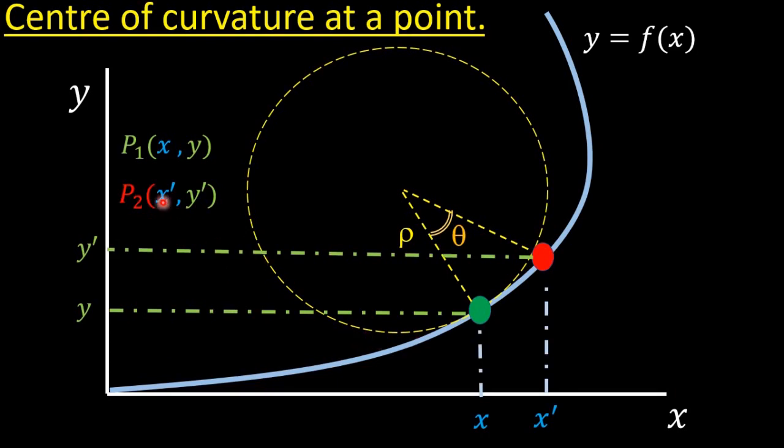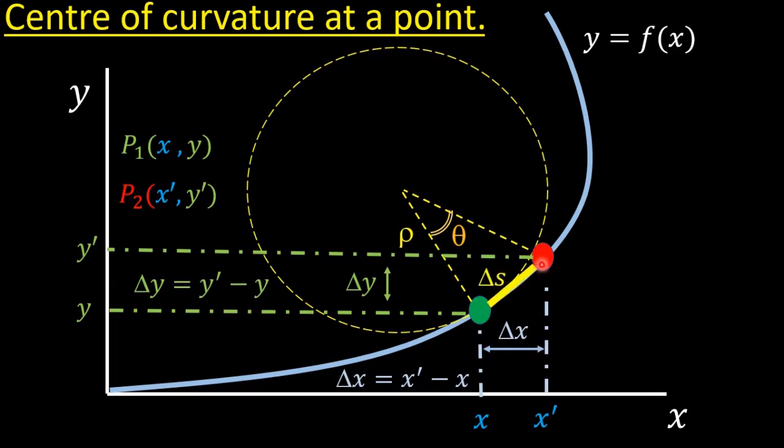So position P1 is at a distance x along the x-axis and a distance y, so x, y, and the position of this one is P2, x prime, y prime. I can also put in delta y. Delta y is going to be y prime minus y, so that'll be delta y there, and delta x is going to be x prime minus x, where delta x is this length here.